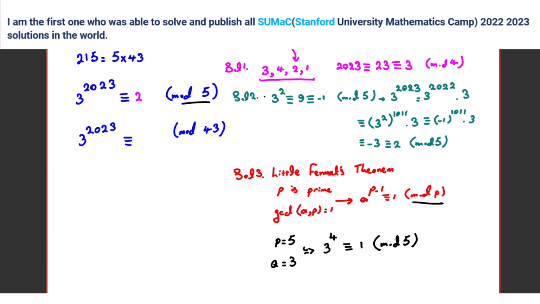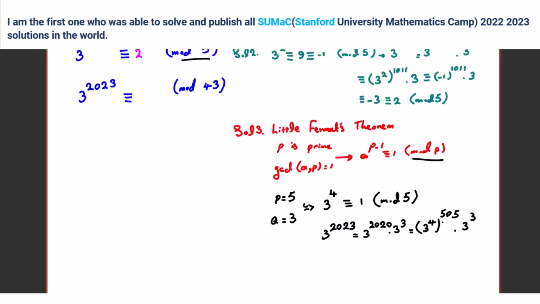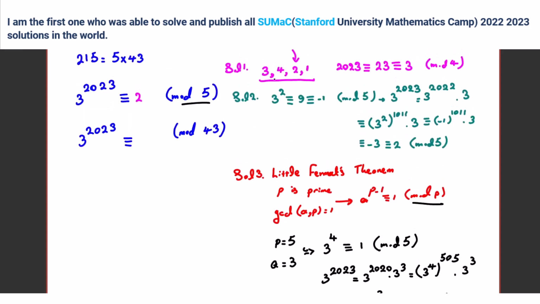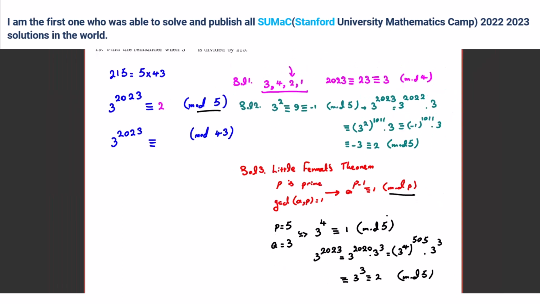Yeah. So here we don't need to find the pattern. We found that 3 to the 4 is 1. So we should find 2023 mod 4, right? 2023 is 2020 plus 3, so 3 to the 2023 is 3 to the 2020 times 3 cubed, which is 3 to the 4, 505 times, times 3 cubed. Because 3 to the 4 is 1, it will be 3 cubed, which is 27, which is 2 mod 5. Because the period was 4, solution 1 also works, but sometimes the period is larger, right? And writing it out would be so much harder, like the next one. But with Fermat's little theorem, you can solve it more easily, okay?